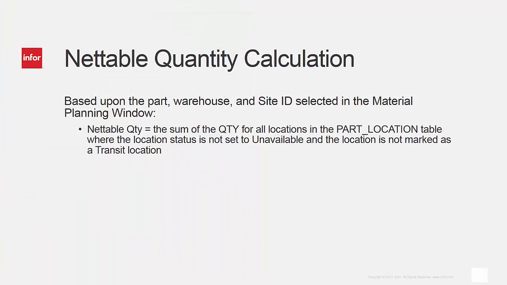Nettable quantity is the sum of the quantity for all locations in the part location table for the part, warehouse, and site ID selected in the material planning window. Quantities in unavailable and transit locations are not considered in this calculation.